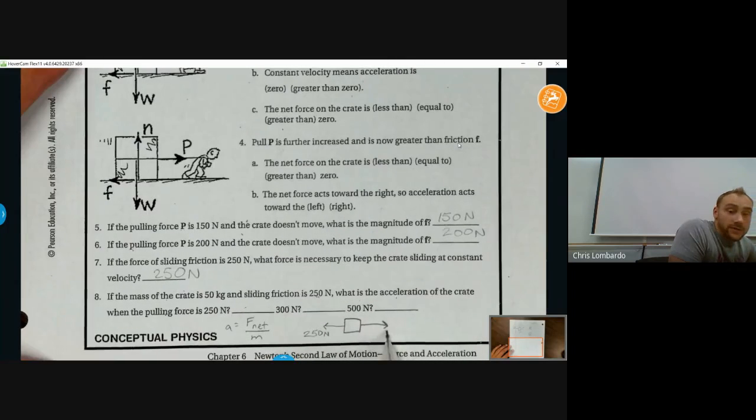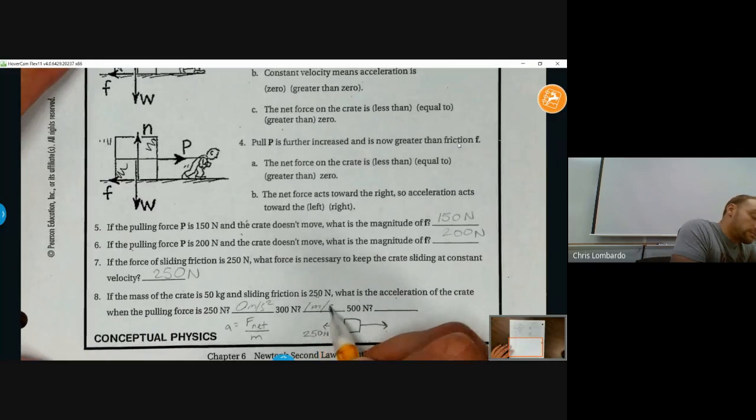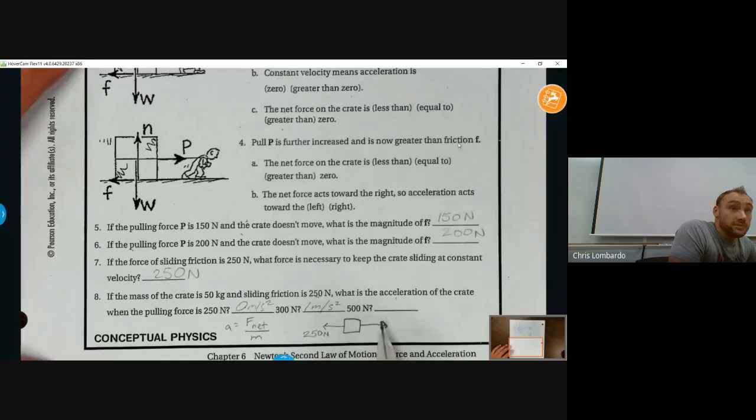So for the first one, 250 minus 250 is 0, and 0 divided by 50 gives you 0 meters per second squared. The next one, 300 as the pull force, minus 250 would be 50. That would be your F net divided by the mass, 50 divided by 50. Then you have 500 over here. 500 to the right, minus 250 would give us 250. 250 divided by 50 should be what? 5, I believe.